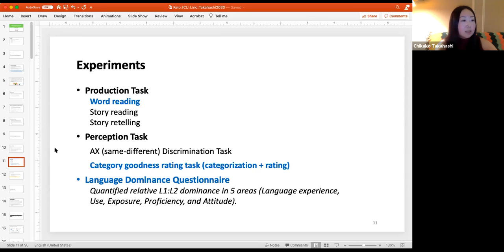I conducted 3 experiments for production and 2 for perception. Today, I'm going to focus on the results from the word reading task in production and the category goodness rating task, and also the relationship between the relative language dominance measured in the questionnaire and the production and perception results.